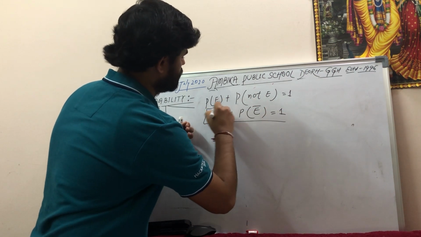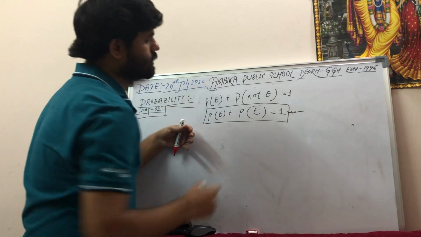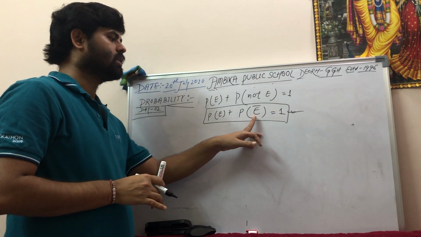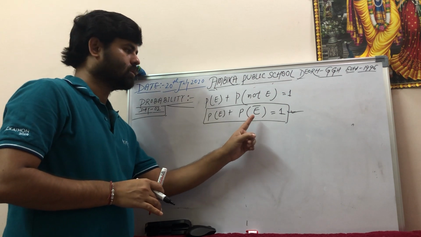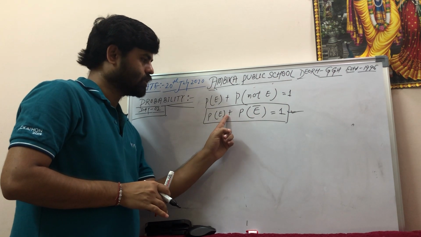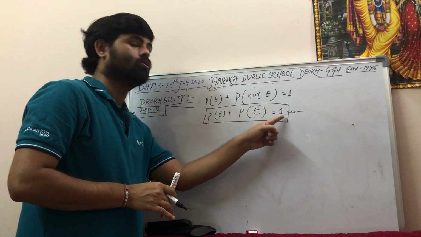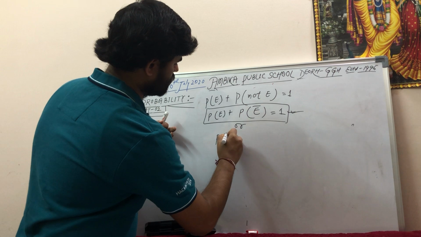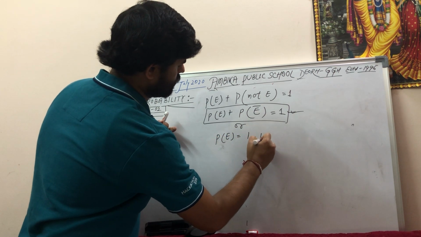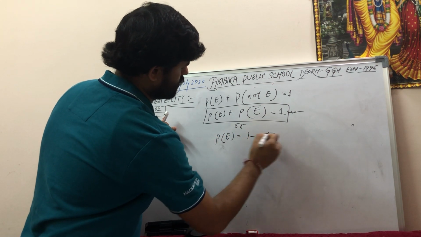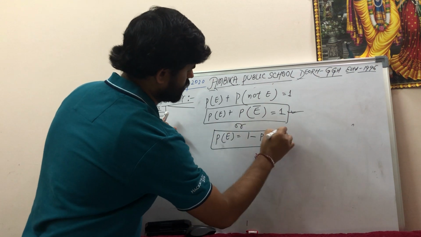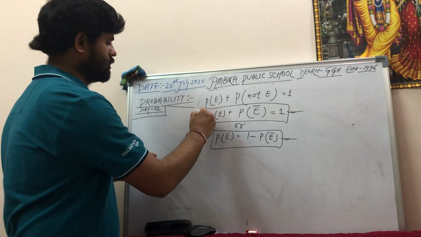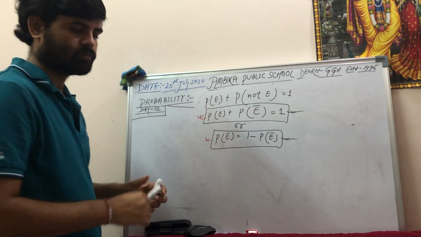This is the question you can get in your objective exam also. Probability of event E plus probability of not an event E. This one we will read as probability of event E plus probability of not an event E equals 1. Or probability of event E equals 1 minus probability of not an event. Both you can write down and understand, and remember this, both are important, right?